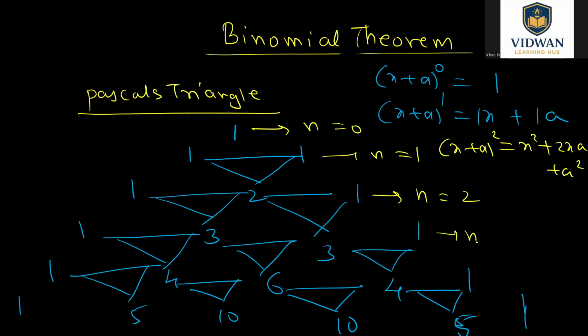Similarly, for power 3, you'll get this. For power 4, you'll be getting this. And for power 5, you are going to get this. So if the power is 5, there will be 6 coefficients. If the power is 4, there will be 5 coefficients.